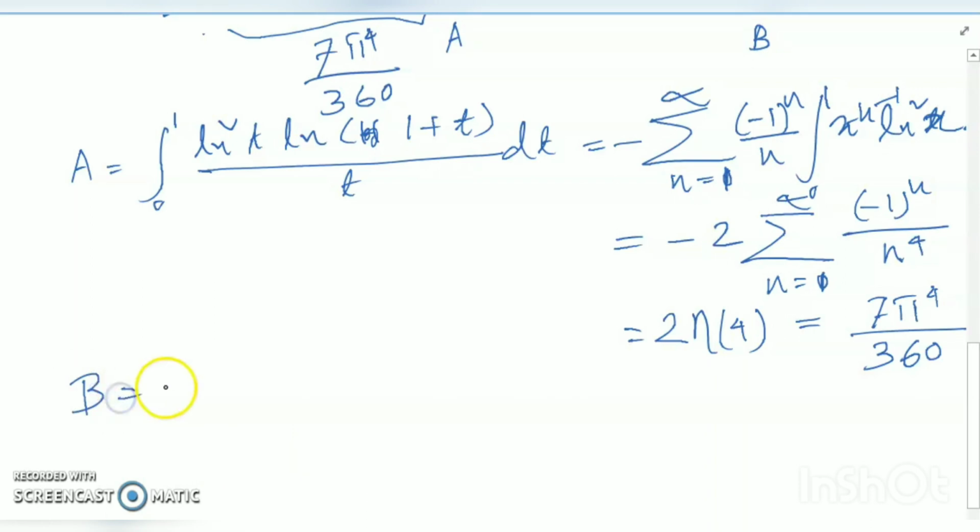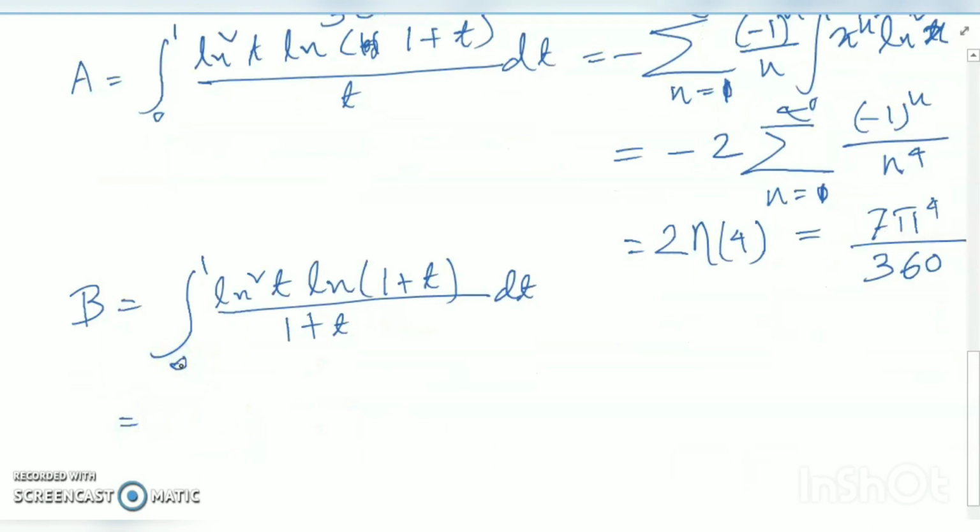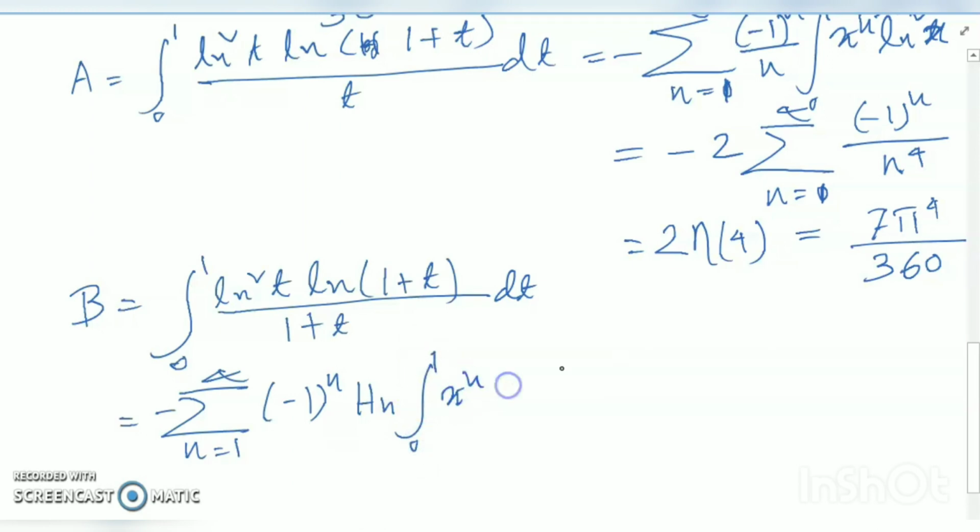And b, so 0 to 1, 1 plus t dt. So friends, this value can be written as, we know that ln 1 plus t divided by 1 plus t can be written as summation n equals to 1 to infinity, minus 1 to the power n hn, integral 0 to 1 x to the power n ln square x.